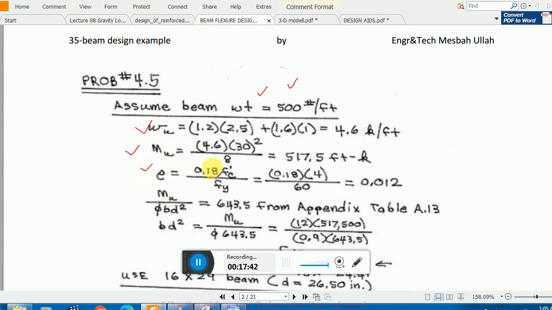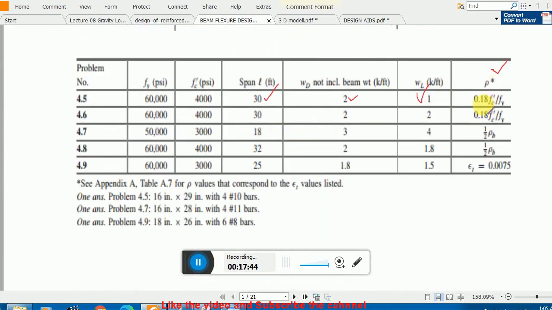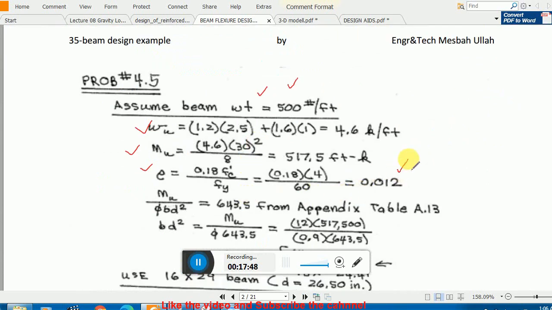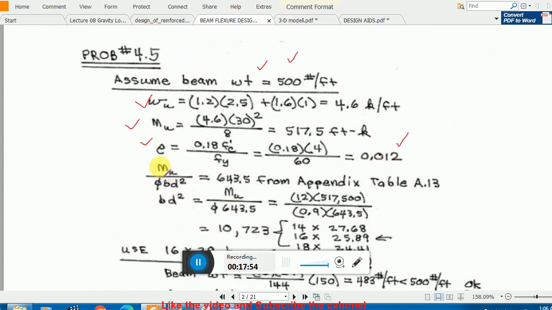Now this is the steel ratio, and it is already given here. Rho is 0.1 f'c divided by fy, so we got rho equal to 0.012. Once we have this rho, we have to calculate what we need further. Remember here we have Mu, that is 517.5 kip-feet. Now against this rho value we have to calculate this value.